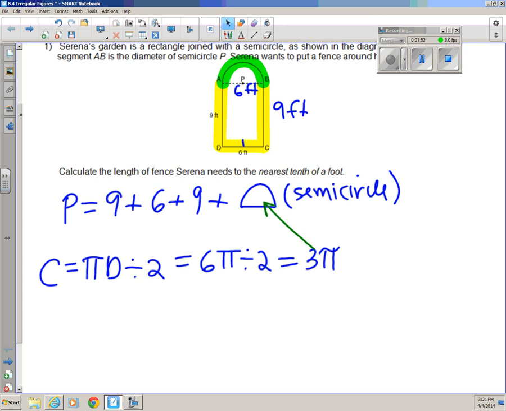In terms of what I need to do, I'm going to do 9 plus 6 plus 9, which is going to be 18 plus 6, or 24, plus 3 pi. It's asking you to round it to the nearest tenth. So it might take a second. I'm going to bring the calculator out.